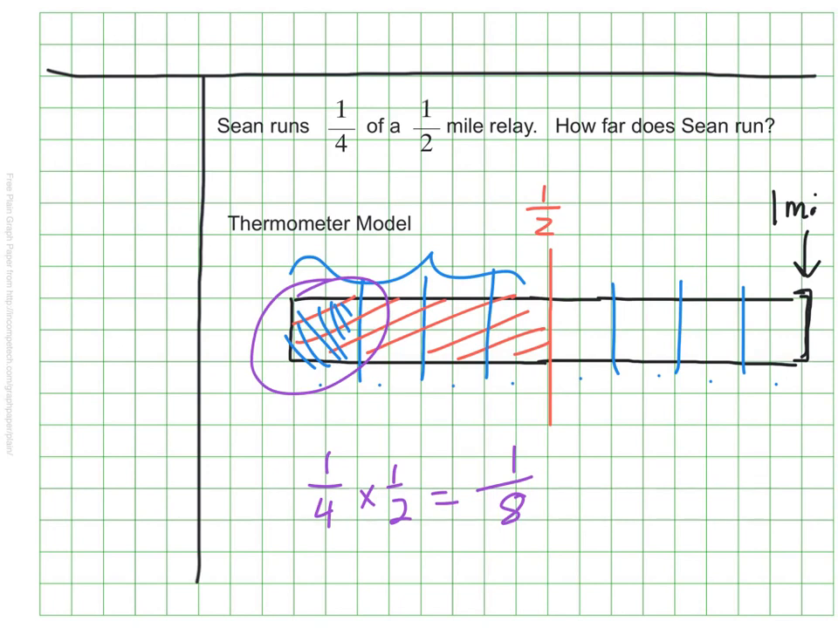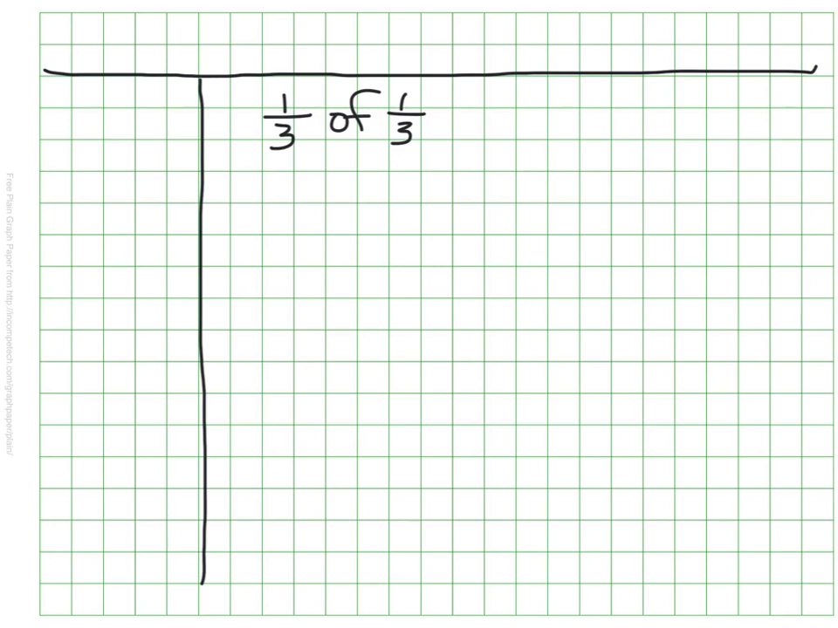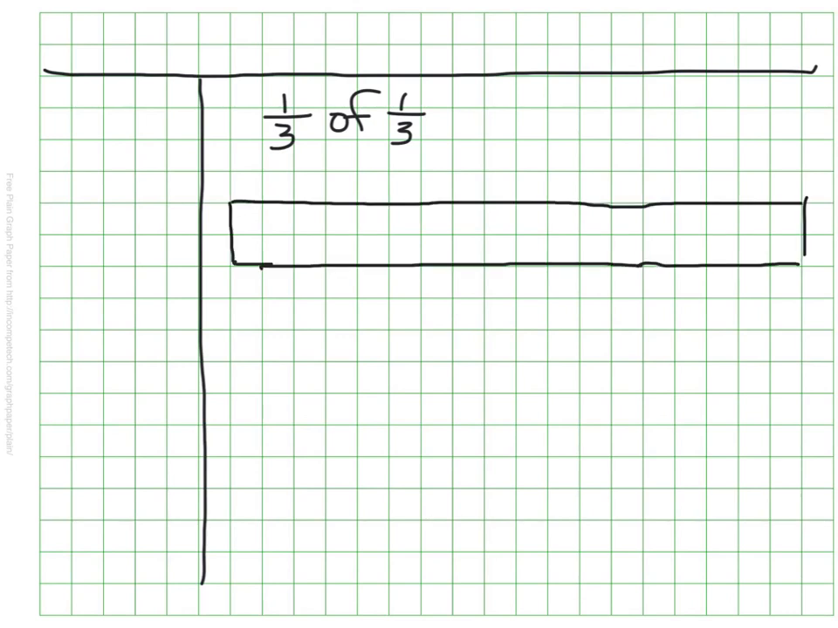Let's try it a few more times just to make sure it makes sense. We're going to use the thermometer model to see what 1/3 of 1/3 would be, or 1/3 times 1/3. I've started with my thermometer. Our first job is to cut it into thirds. Right? So go ahead and cut your thermometer into 3 equal pieces.